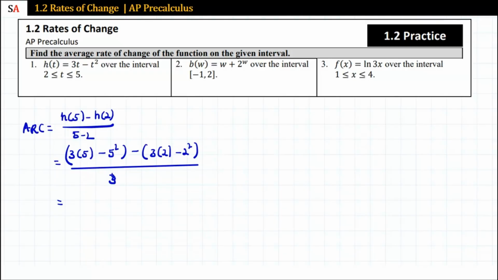So 3 times 5 is 15, 15 minus 25 is negative 10, minus 3 times 2 is 6, 6 minus 4 is 2, over 3. So this one is negative 10 minus 2, that is negative 12. Negative 12 over 3 is just negative 4. So the average rate of change is negative 4.